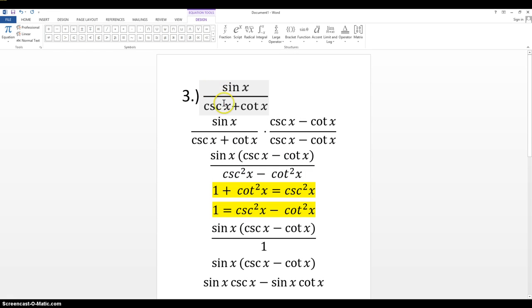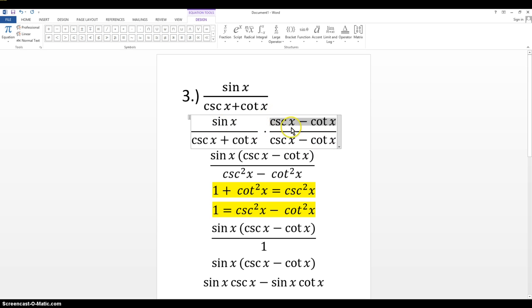We had sine of x over cosecant of x plus cotangent of x. What I did here was multiply by the conjugate of the denominator. Remember that I said conjugate was the exact same expression except for the middle sign change. So I multiplied it by cosecant of x minus cotangent of x. And since I can't change my problem, I have to divide by the exact same thing.